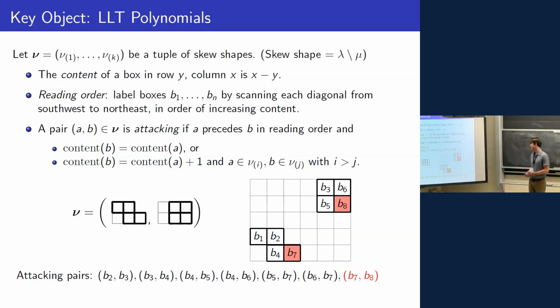Sorry, are B5 and B6 attacking? No, if they're in the same shape, they don't attack. Sorry, only across shapes can they attack. Does it matter if you translate the shape along the diagonal? Right, you could translate as much as you want. That doesn't matter, it's just about the reading order. Good question. Of course, you can also translate the whole configuration left, right, or whatever. The important thing is just that the diagonals are aligned correctly. Okay, bear with me on that.